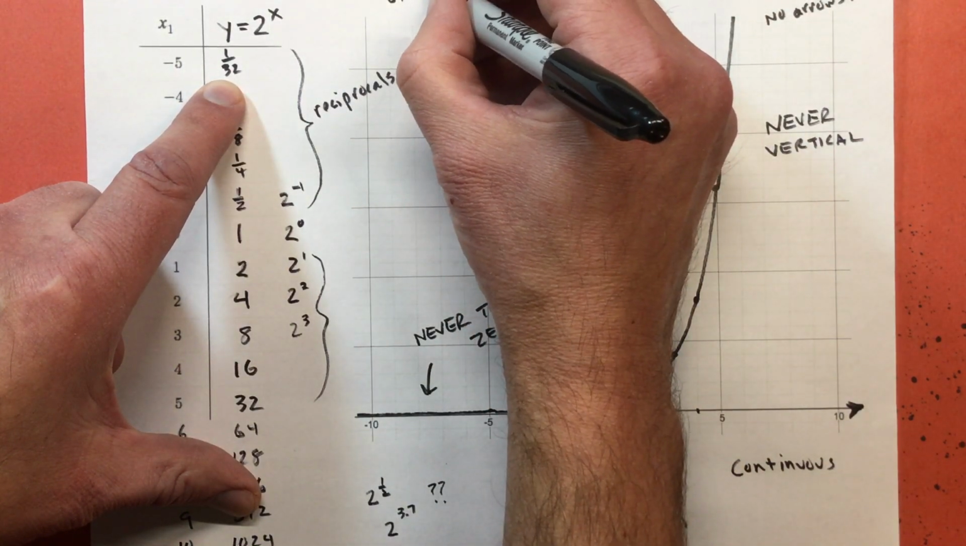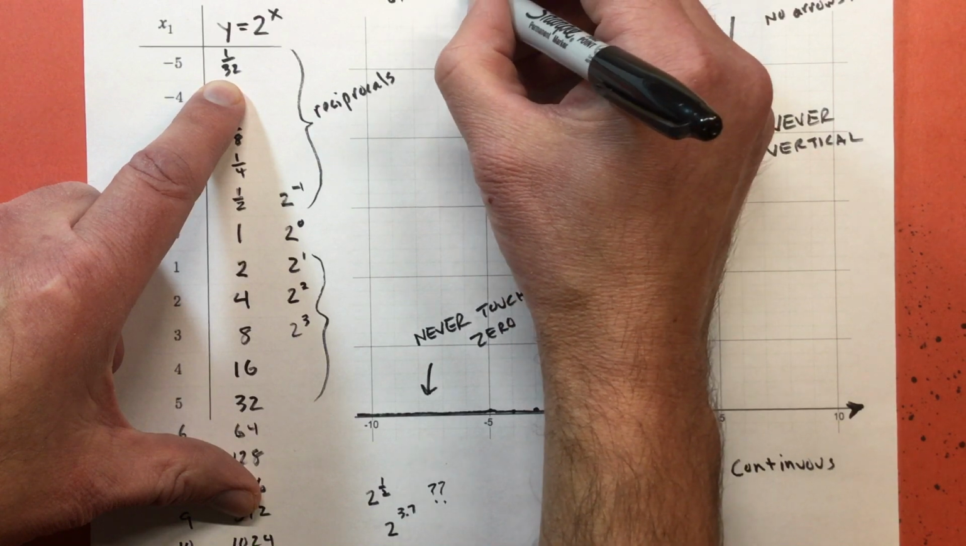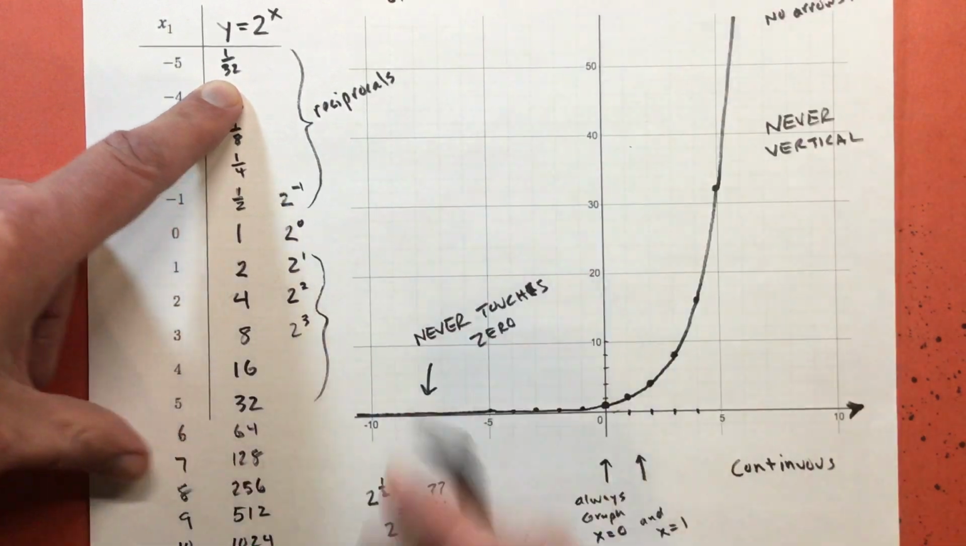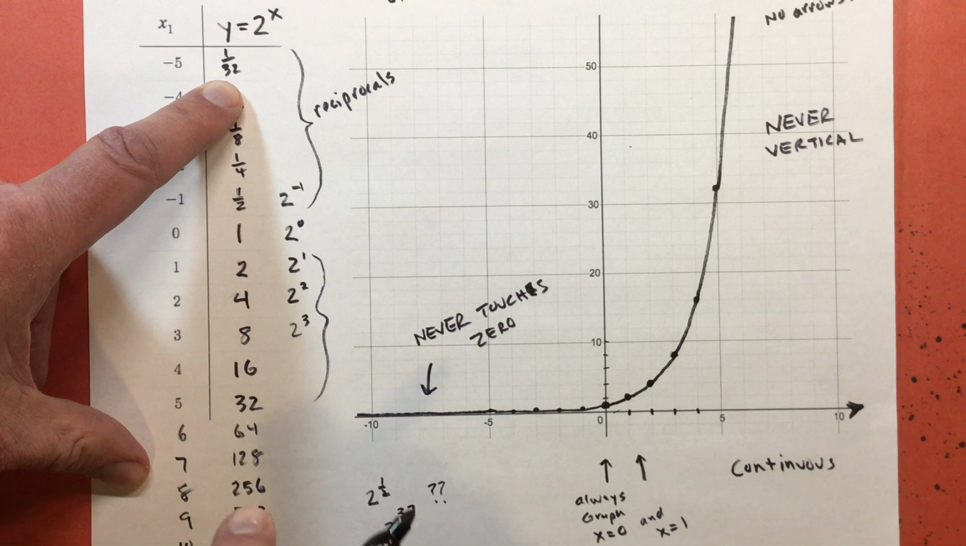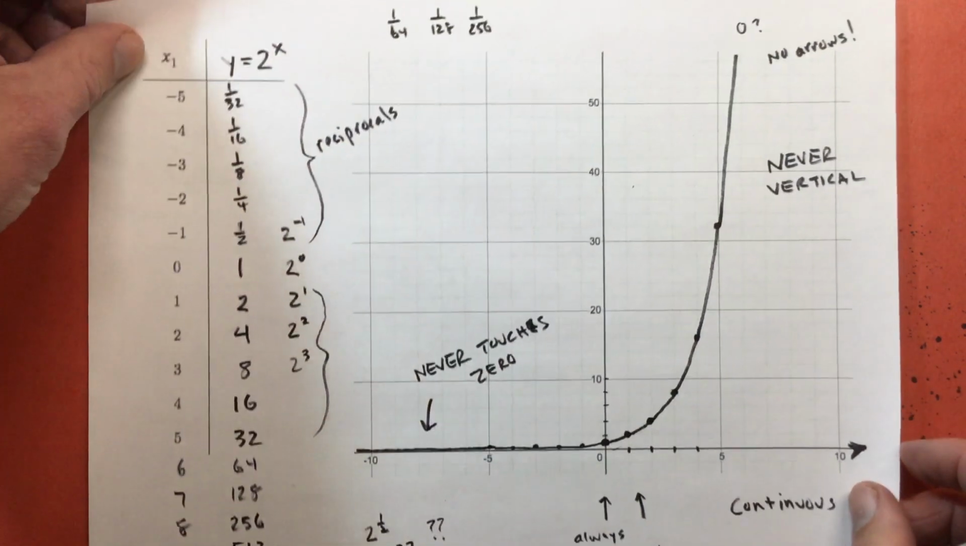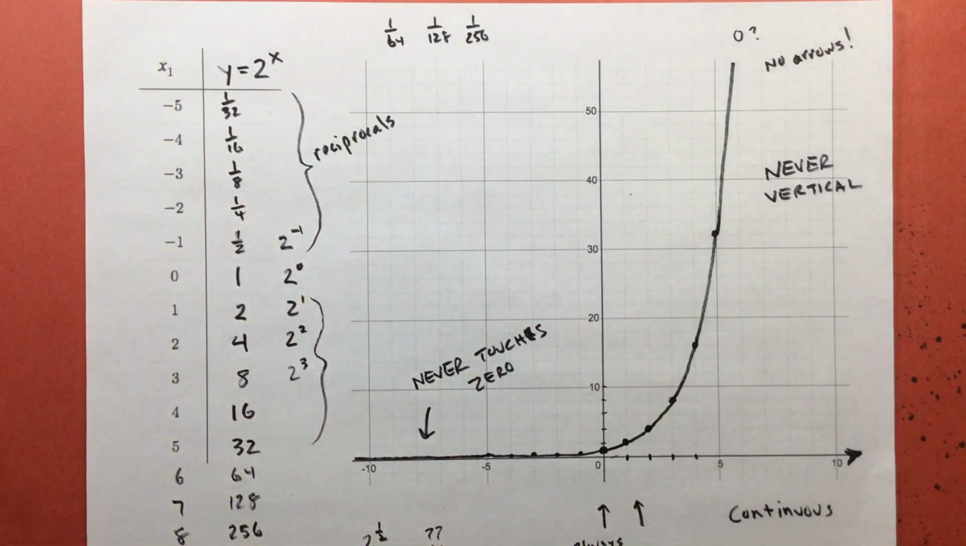And then I get 1/128. And then I get 1/256, which are all the reciprocals of these. I get 1/512 and 1024. Those are never, ever going to get 0.